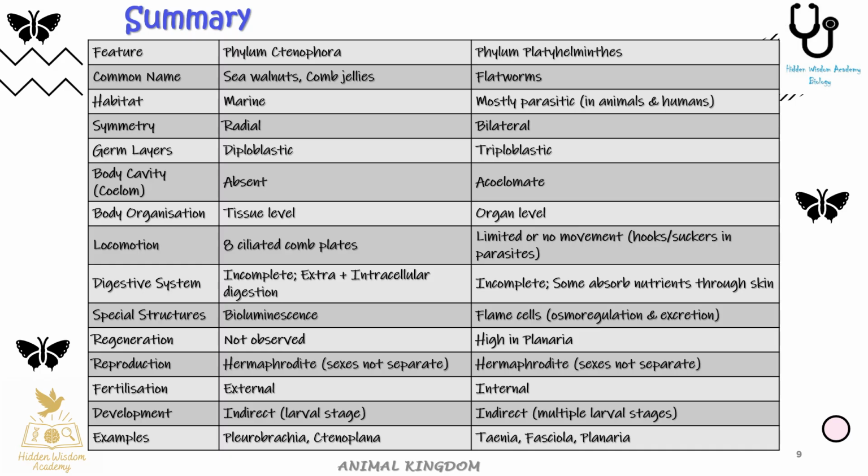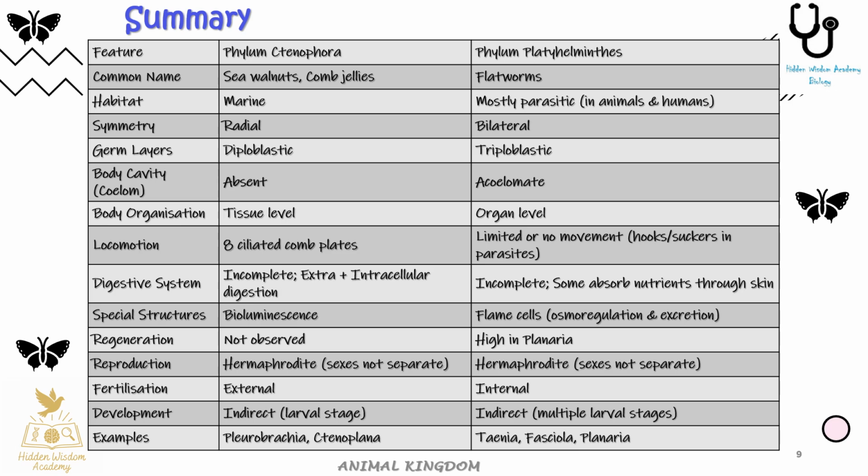Ctenophores are diploblastic, while platyhelminthes are triploblastic. Ctenophores lack a coelom, while platyhelminthes are acoelomates. Tissue-level organization is seen in Ctenophora, but organ-level in platyhelminthes. Ctenophores move using 8 ciliated comb plates, while flatworms show limited or no movement, especially in parasites.